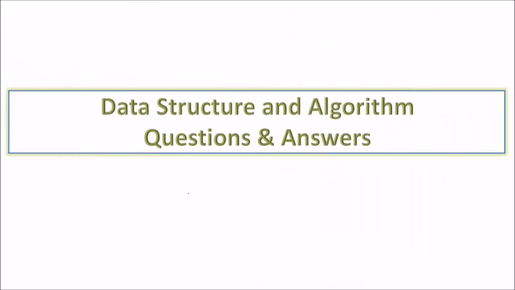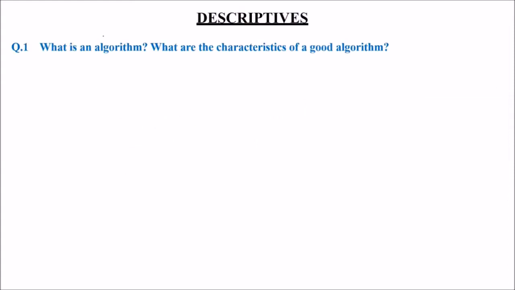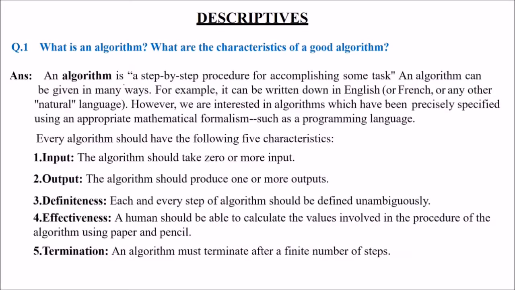So let us take a few questions in data structure and algorithm with answers. So what is an algorithm and what are the characteristics of a good algorithm? An algorithm is a step-by-step procedure for accomplishing some task.